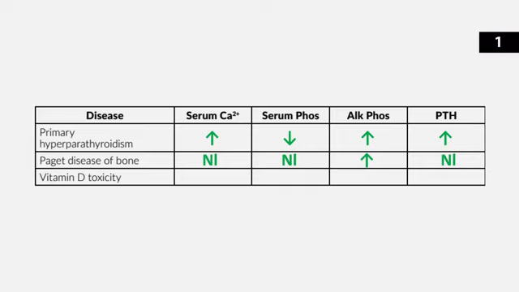Vitamin D toxicity. So this is going to result in increased absorption of calcium. So the serum calcium will be increased. Now as a consequence, PTH is going to go down. And as a consequence of that, you're not going to be trashing that phosphate, and the phosphate will go up as well. The alkaline phosphatase will be unchanged or normal.